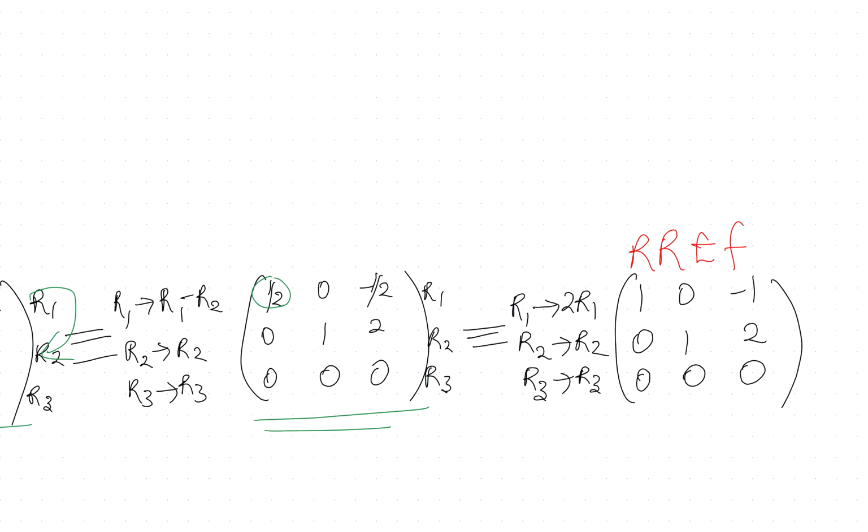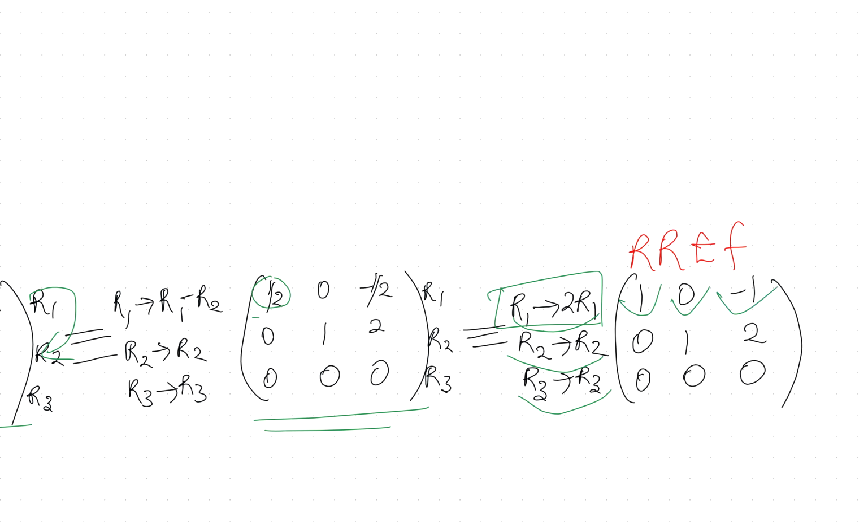And that is why my new row 1 is going to be 2 times the old row 1. Then the new row 2 is going to be the old row 2. The new row 3 is going to be the old row 3. So our focus is just on row 1 now, just to get it back to 1. And how do we do it? We just say 2 times half, we get 1. 2 times 0, we get 0. 2 times minus half, we get minus 1.